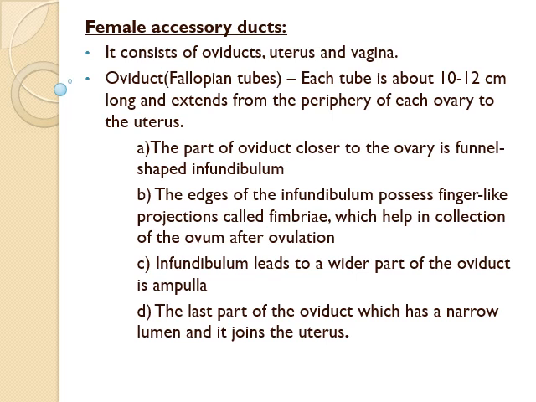If we observe the fallopian tube in the diagram, the part of the tube that is very close to the ovary is a funnel shaped structure called the infundibulum. At the end of the funnel shaped structure, finger like projections are there, termed fimbriae, which help in collection of the ovum after ovulation. Infundibulum leads to a wider part of the oviduct called the ampulla. The last part of the oviduct is the isthmus, which has a narrow lumen and joins the uterus. Fertilization takes place in the junction of ampulla and isthmus.